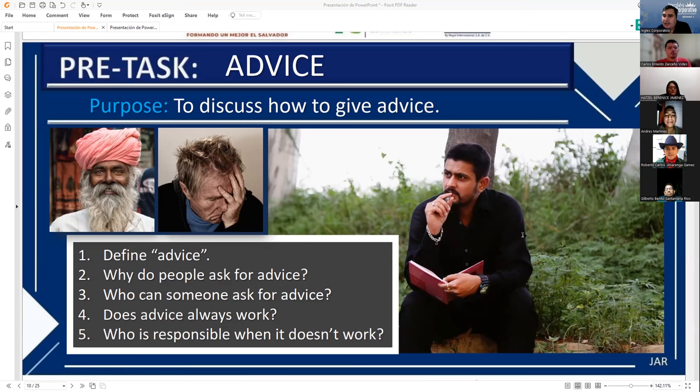Four. Does advice always work? No, not always. Who is responsible when it doesn't work? The person who gave the advice or the person who received, didn't analyze, and accepted the advice? When the advice doesn't work, sometimes it's the execution that was wrong, not the advice. And sometimes I ask the wrong person. So that is the situation.